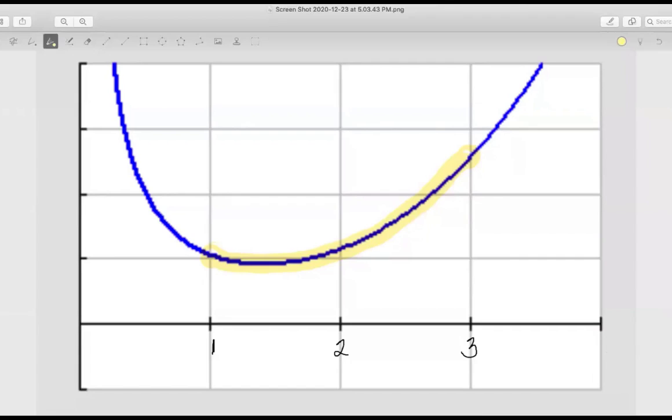So in blue you see the curve, and you'll notice I have the x values 1, 2, and 3 marked off. What I have highlighted is the length of that curve that we're trying to find, just so you have a visual of what it is we're doing.